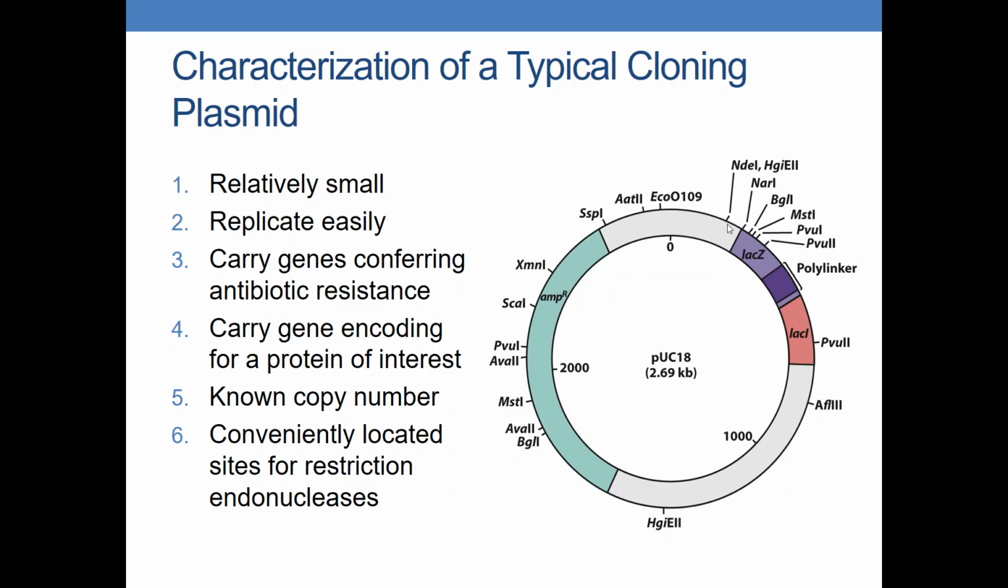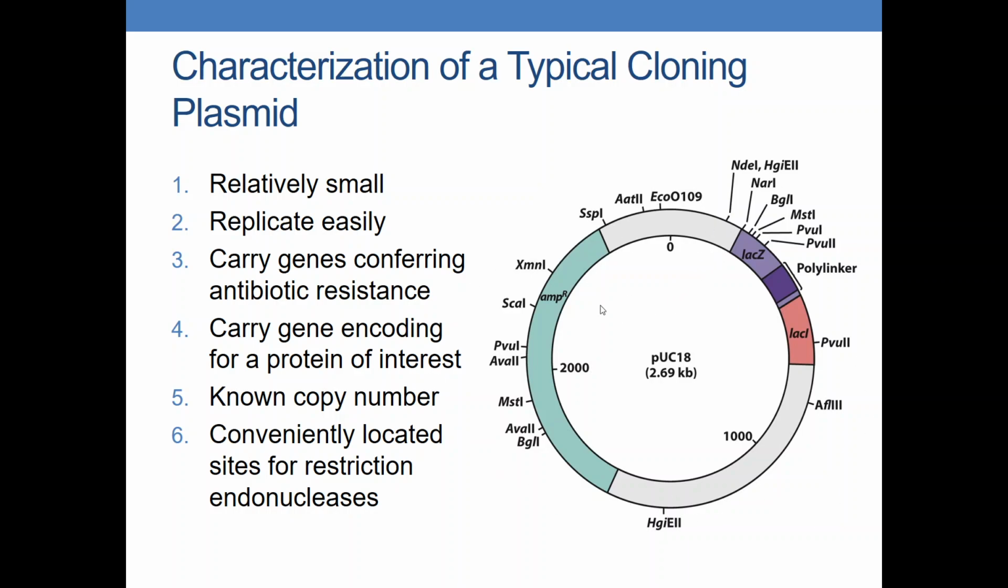So for example, this tick mark right here, if I treated the vector with NdeI, this is a restriction enzyme, NdeI would come along, it would bind here, and it would then cleave my vector. And so my circular DNA would no longer be circular. It would be an open linear DNA because I have treated my circular DNA with a restriction enzyme that cleaved the phosphodiester backbone and basically opened my circle into a linear structure. So you'll see restriction sites all over the place here.